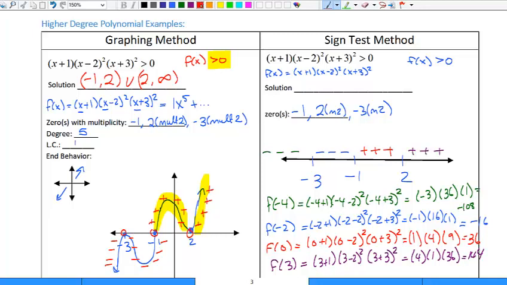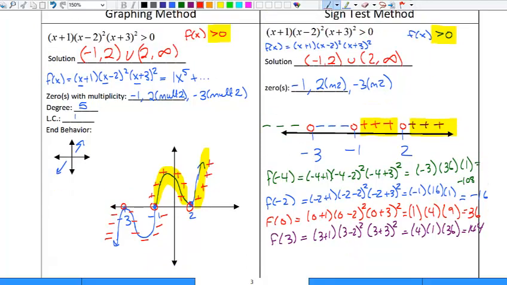Don't forget that at the zeros you have a 0. It's important because if it's greater than or equal to 0, you might need to include it. If it's not, you have to not include it. The interval that I'm looking for is anything that is greater than 0 but not equal to it. Greater than 0 happens where it's positive. So my solution will be -1 to 2, union 2 to infinity, not including the 0 at either 1, -1, or 2.